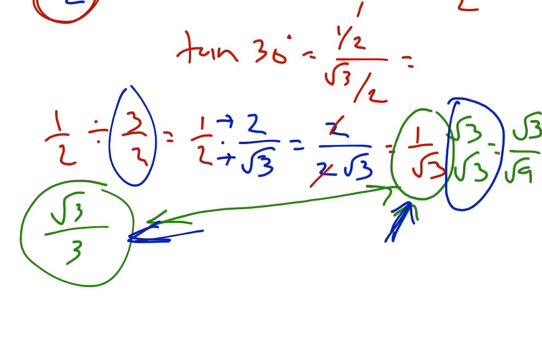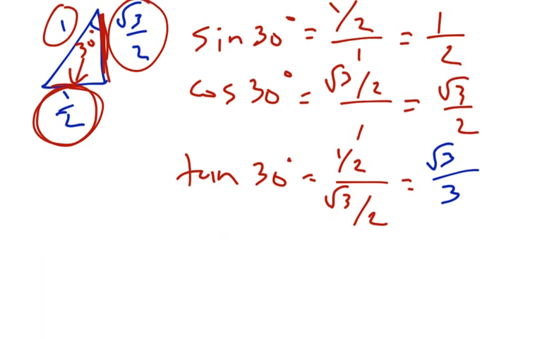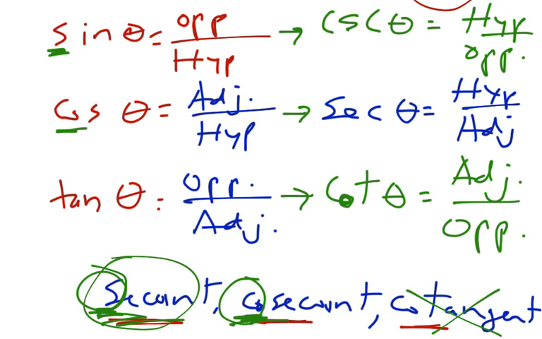Tangent of 30 is going to be square root of 3 over 3. Okay, so now I have sine, cosine, and tangent. We said that cosecant is the inverse of the sine. What I'm saying by inverse is that the ratios are opposite to each other. So cosecant goes with sine, secant with cosine, cotangent with tangent.